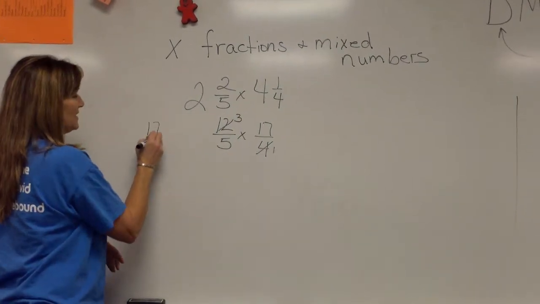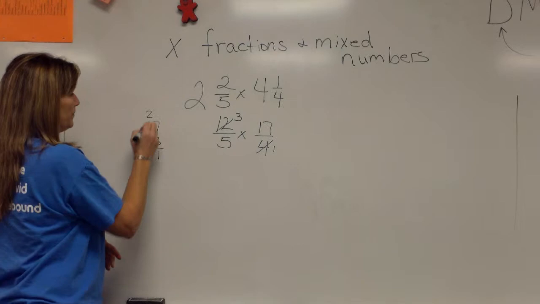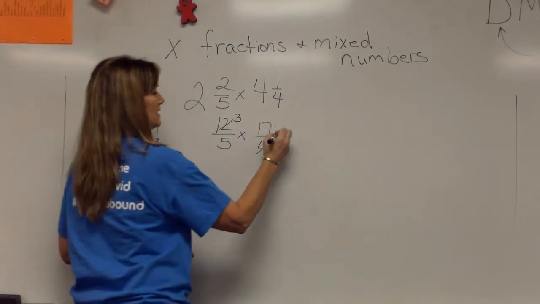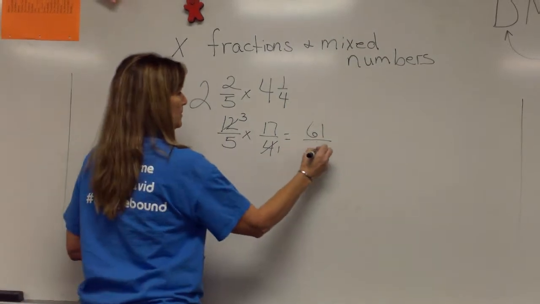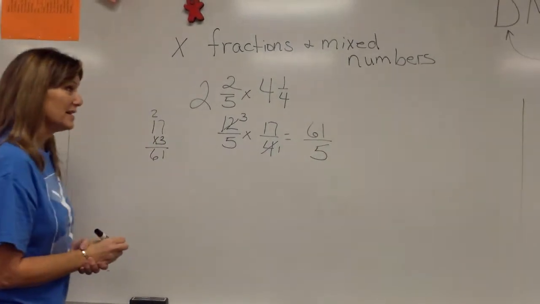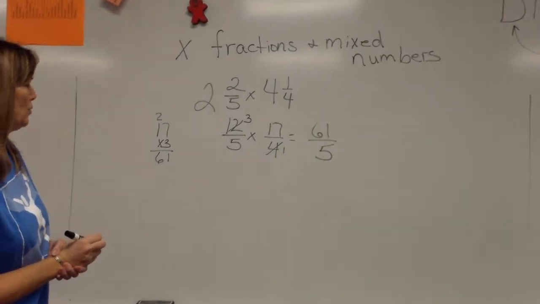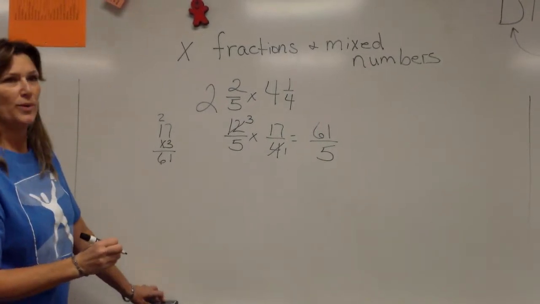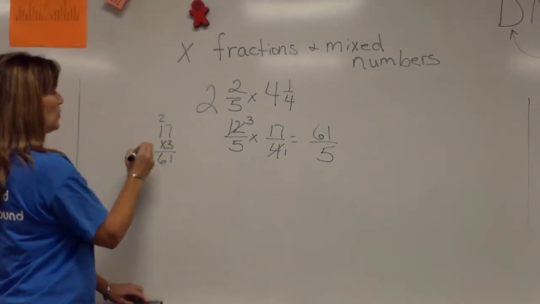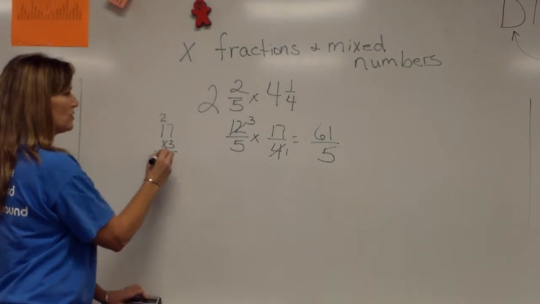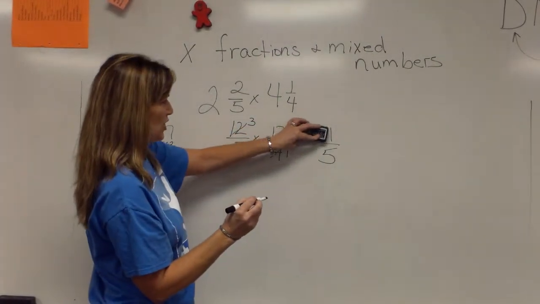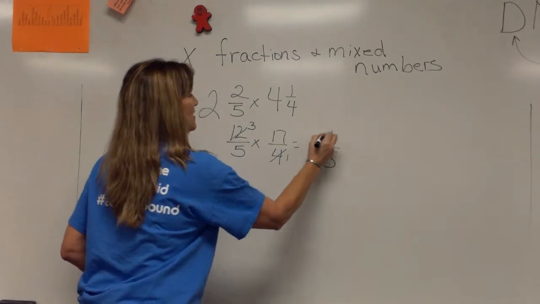Now I have 17 times 3, which gives me 61. And I have 5 times 1. Now, that's an improper fraction. Ooh, wait a minute. This word can better slow down. 3 times 1 is 3, 4, 5. See, I make mistakes too, so we all need to slow down every now and then.